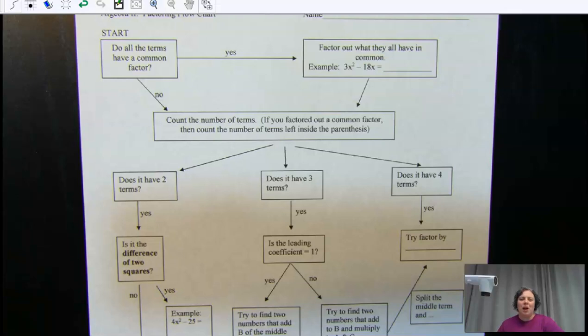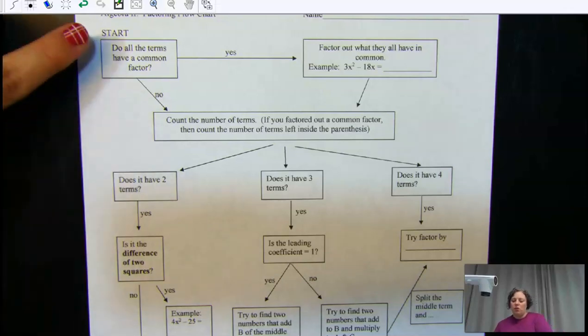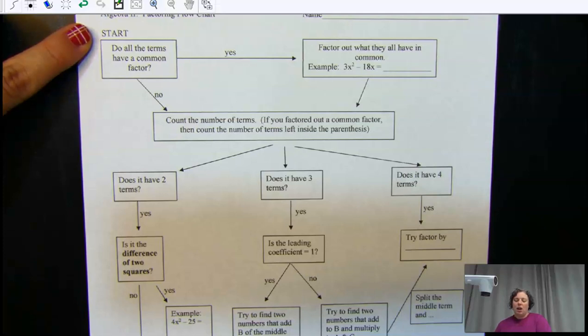So this video is about how to use the factoring flowchart that's been provided to you. And basically this is just a way to identify which type of factoring you should be doing. That's because up until now we've been doing one kind in each lesson, but ultimately it's going to be up to you to decide which method to use, and they'll all be scrambled up, so you need to be prepared for that. So first of all, when you start, do all the terms have a common factor?